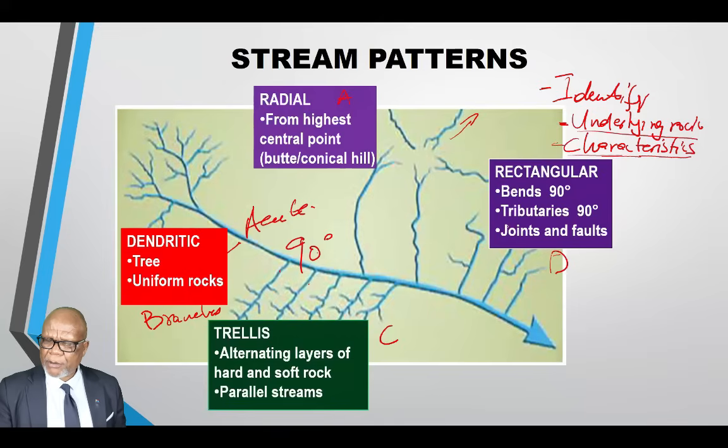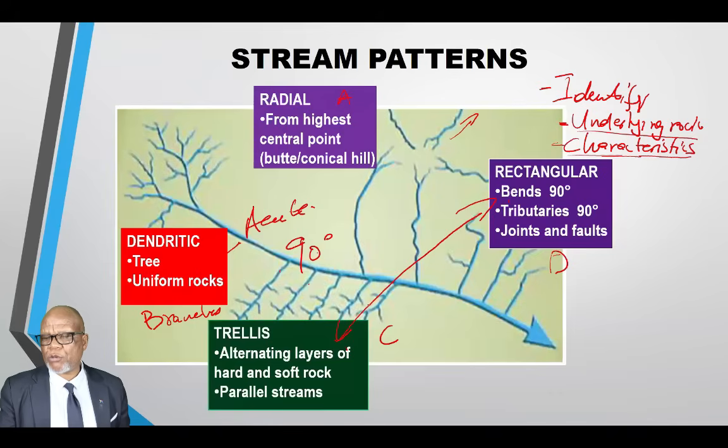And then with the rectangular pattern, you must know that the streams follow the joints or the bends in the main river. So what is common with the two patterns, the trellis and rectangular pattern? What is common is that the tributaries join the mainstreams at 90 degrees. But with dendritic, the tributaries join the mainstreams at acute angle. So those are the differences and the similarities between the three drainage patterns.